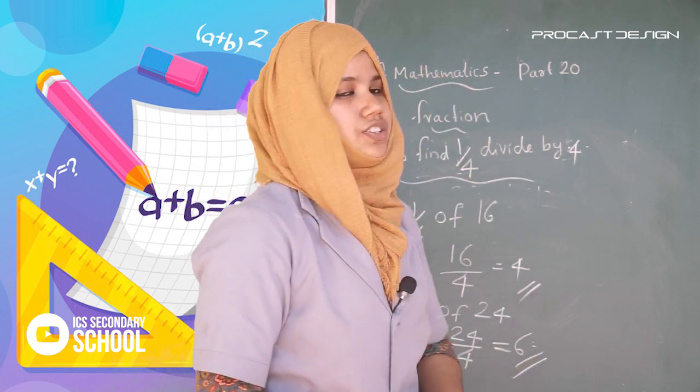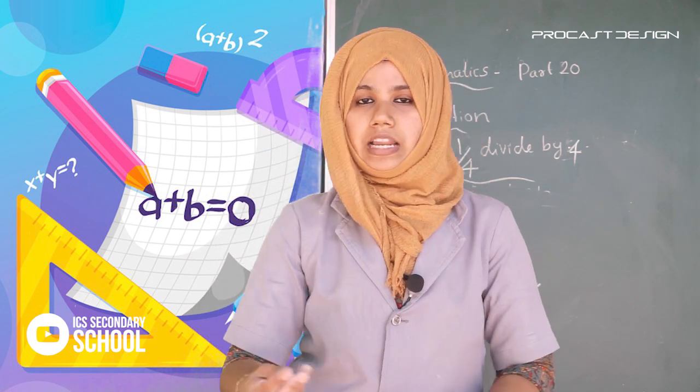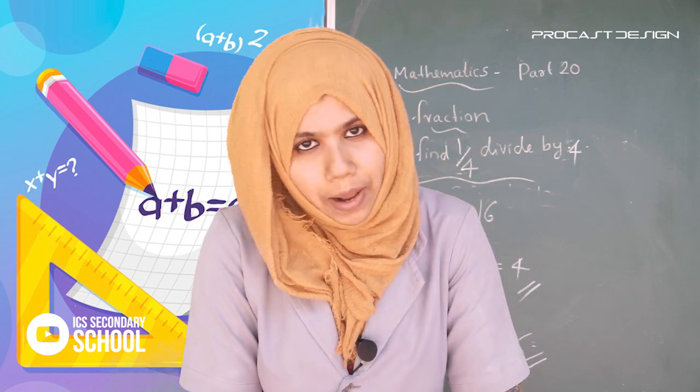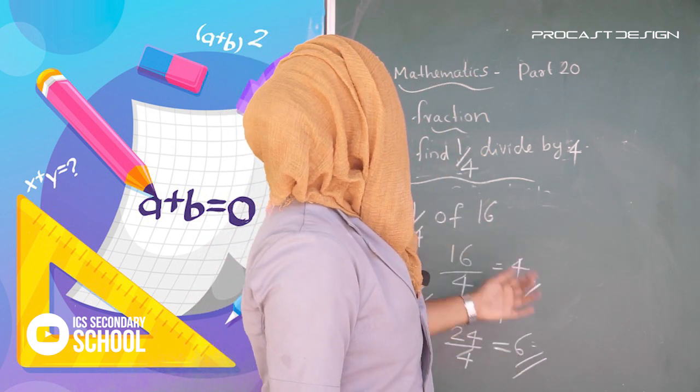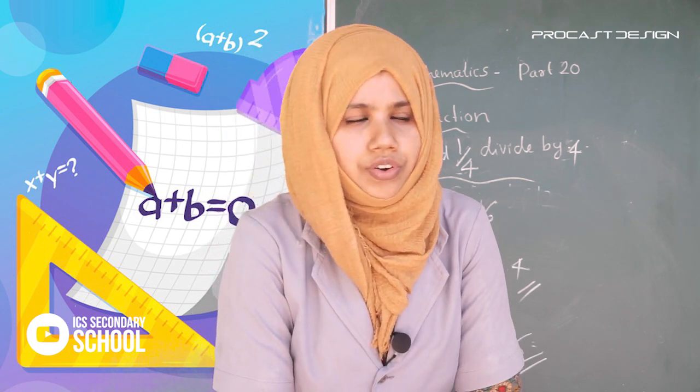So this is the fractions. To find out 1 by 2, we divide that number by 2. To find out 1 by 3, we divide that number by 3. To find out 1 by 4, we divide that number by 4. Okay.